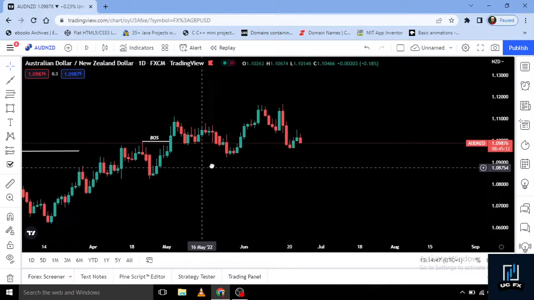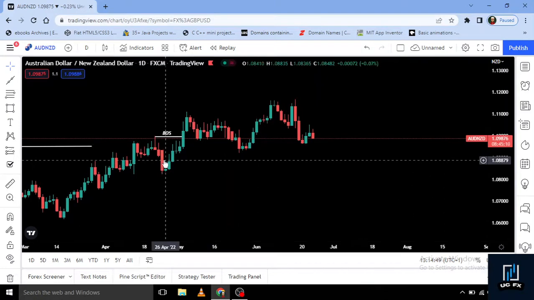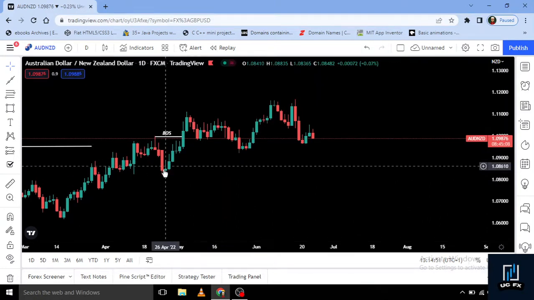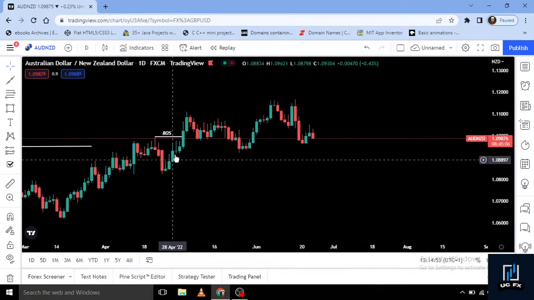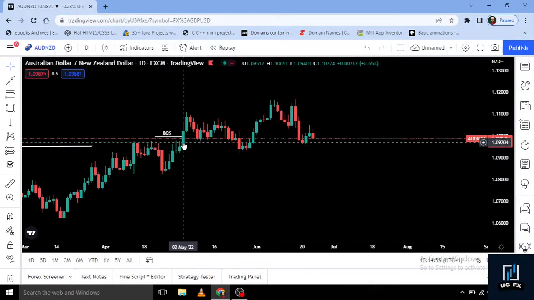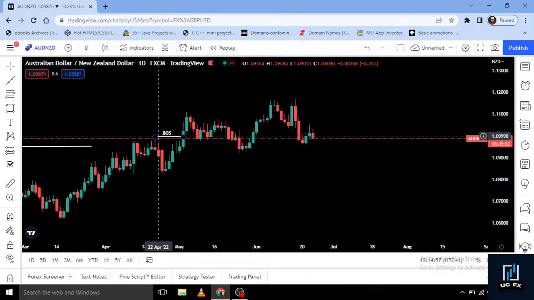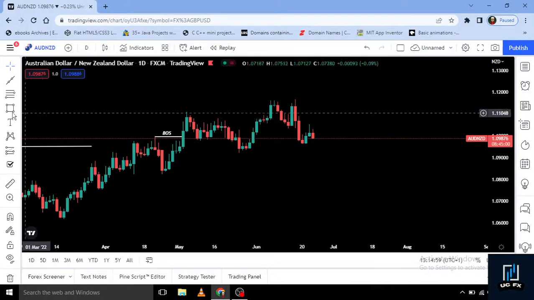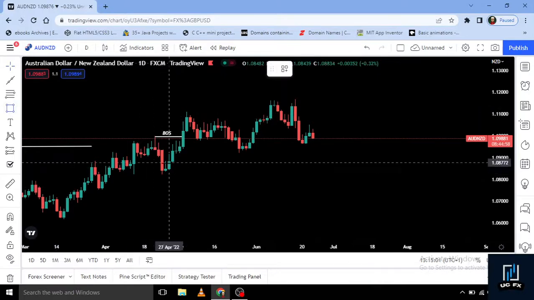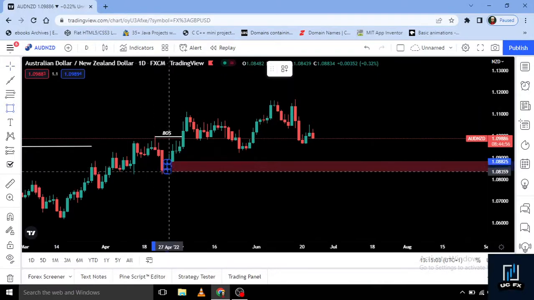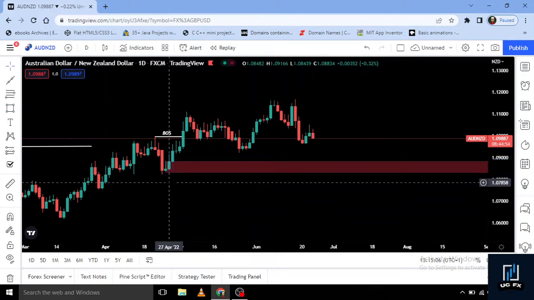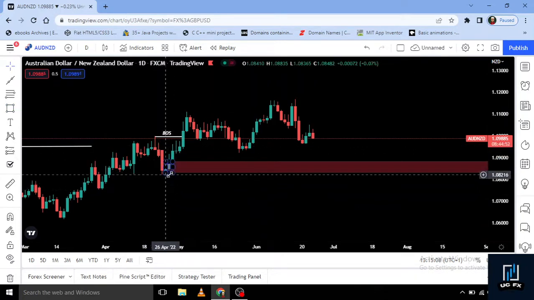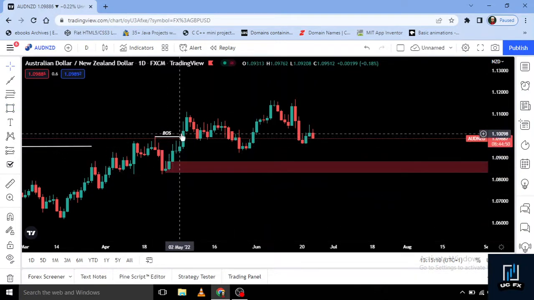Or better still, you can still see the order block, because after the formation of this candle, we had an impulsive move upwards, breaking this structure. So we have an order block inside this area. So after marking your order block, just like I said, you look for what? Break of structure. We have break of structure.